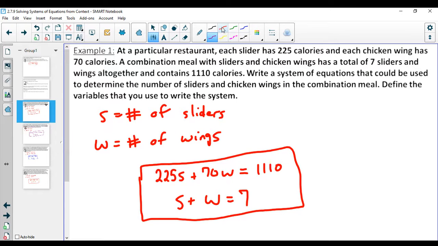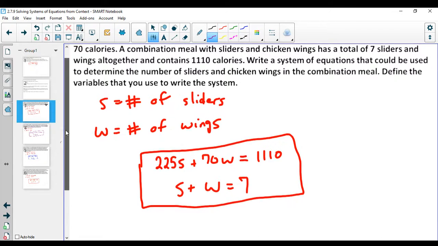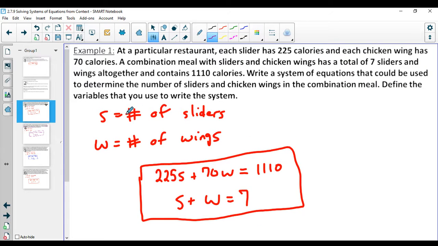Now our first step was we needed to make 2 equations, and the first thing was we needed to define our variables. The way I like to define my variables is I look at what the question is asking for. Determine the number of sliders and number of chicken wings in the combination meal. So that's usually what I like to make my variables, is what I want to find, which is number of sliders and number of wings. And then we use this extra information that we have to make 2 equations with 2 variables.